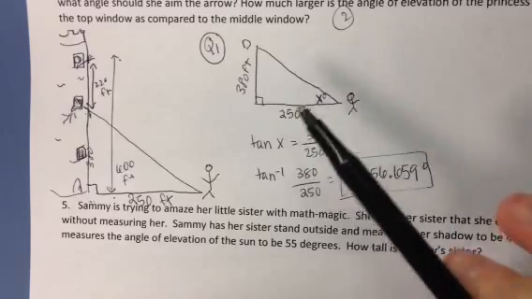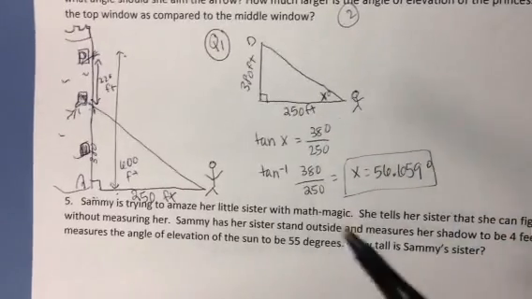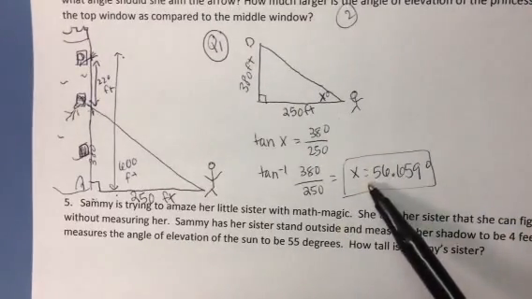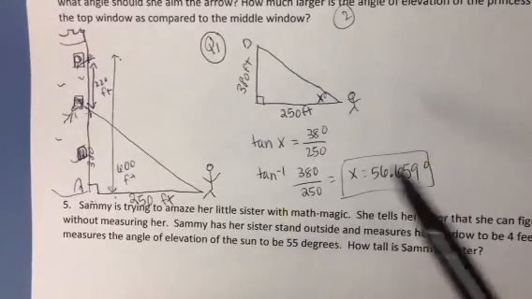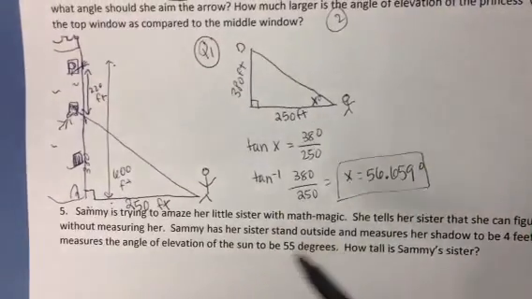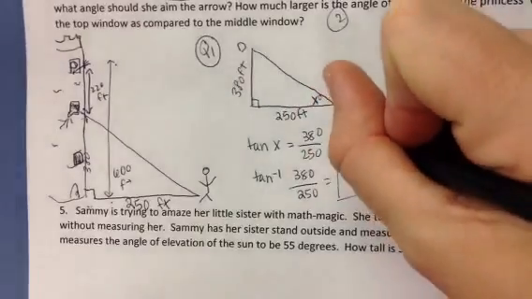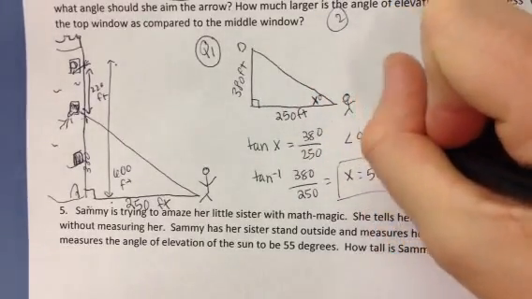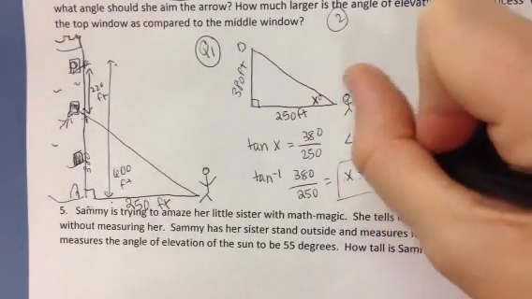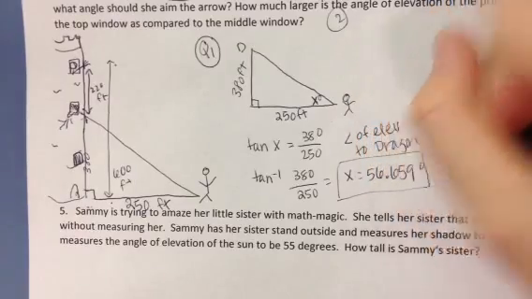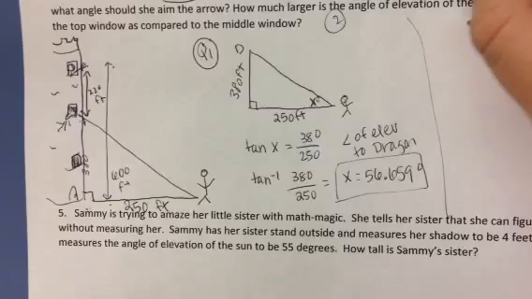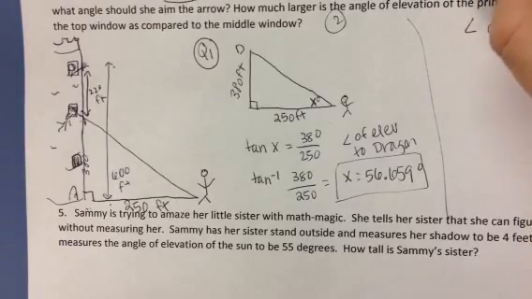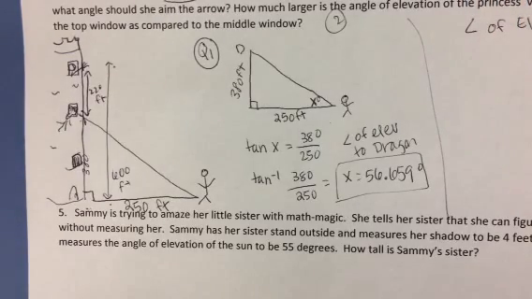To answer that, we need to know the two angles of elevation, and we found one of them in the first part of that question, when we were asked at what angle she needs to aim her arrow. So this is going to be the angle of elevation to the dragon, is what we found here. And so what we need now is the angle of elevation to the prince.